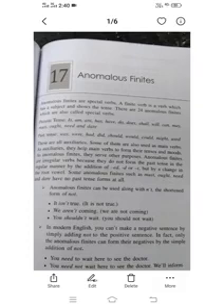Dear students, in this video we are moving towards the 17th chapter in the prescribed textbook. The title is Anomalous Finites. In the last video we studied about auxiliary verbs and lexical verbs. Anomalous finites are also called auxiliary verbs or special verbs. There are 24 anomalous finites in English.